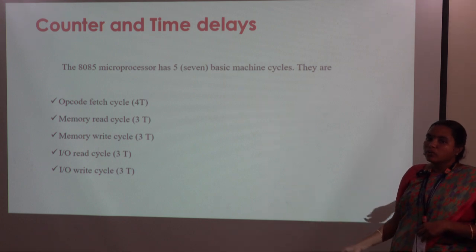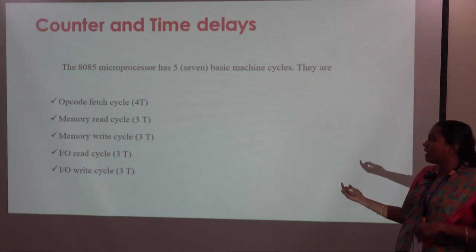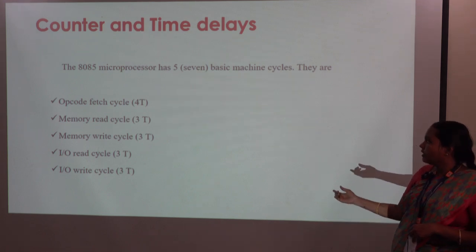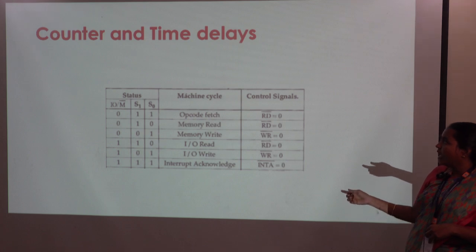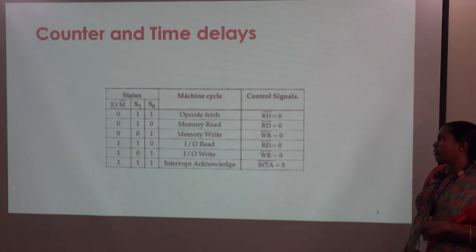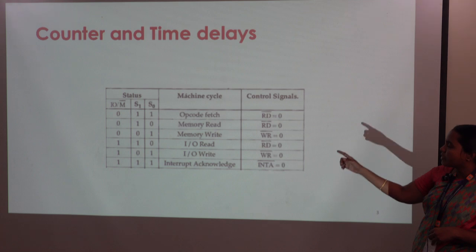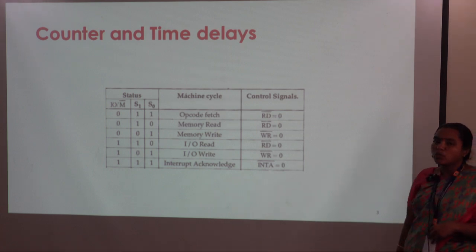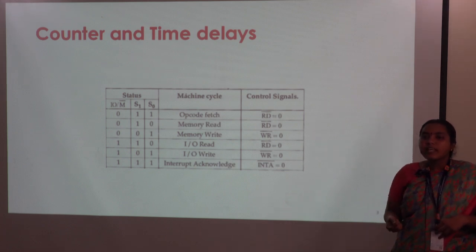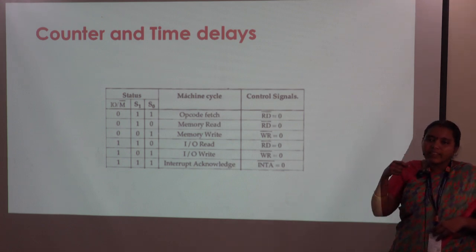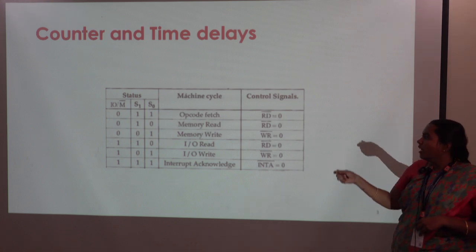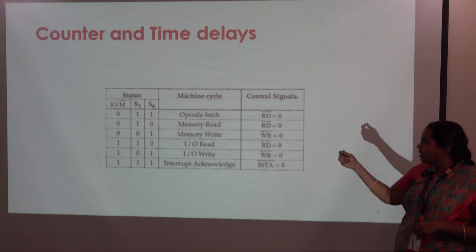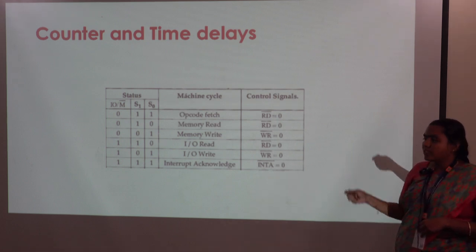Then we have to see the status signals of the 8085 microprocessor. The status signals are IO/M bar, S1 and S0. To access the input output, we have to connect with the external peripherals. To access the memory, we use M bar.